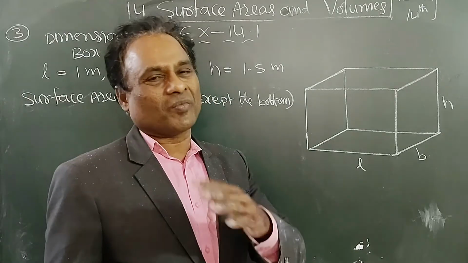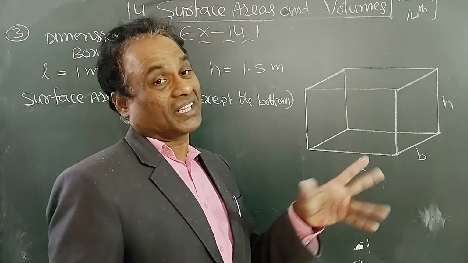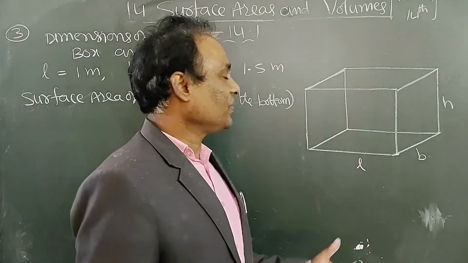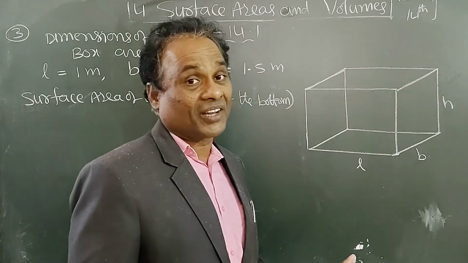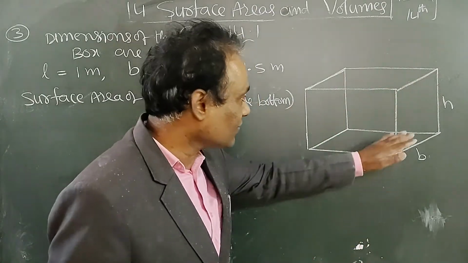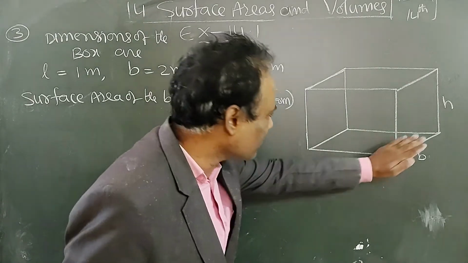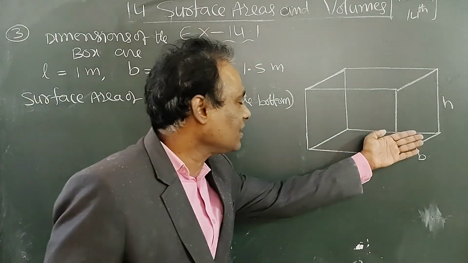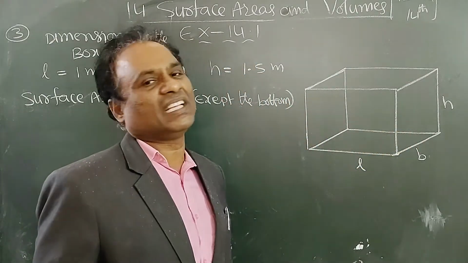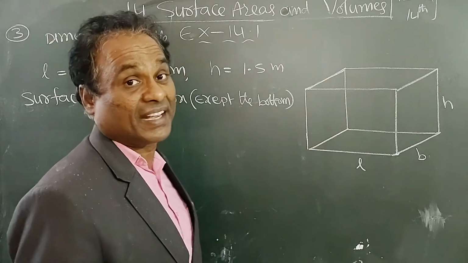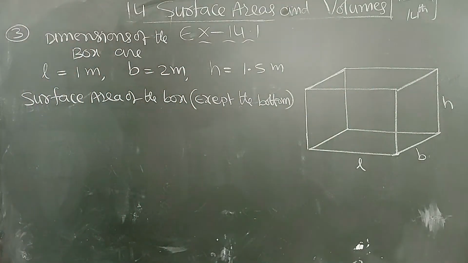Actually, we have two formulas, lateral surface area and total surface area. But here, we can't directly use the lateral surface area formula or the total surface area formula, because we are painting the total except the bottom. Only one side we are leaving out. The remaining 5 sides we are taking.